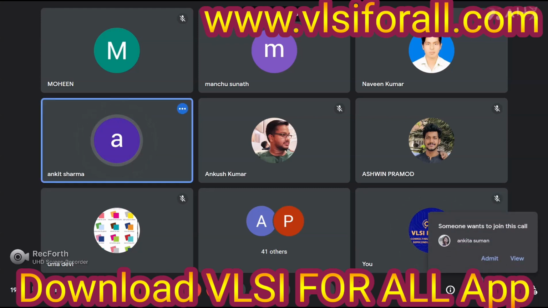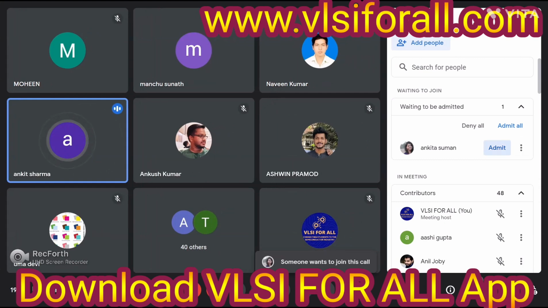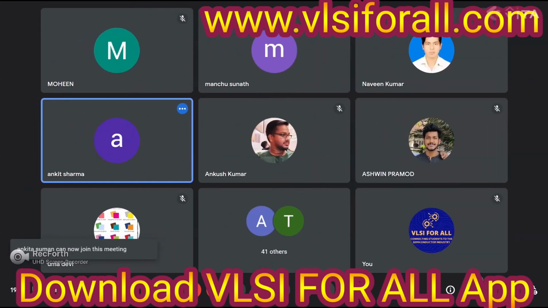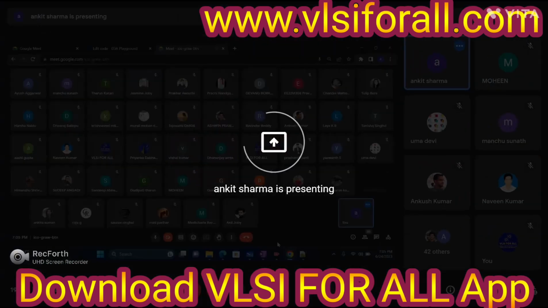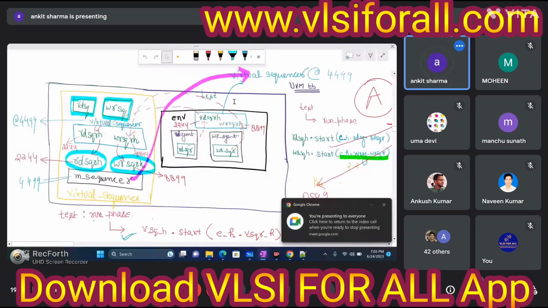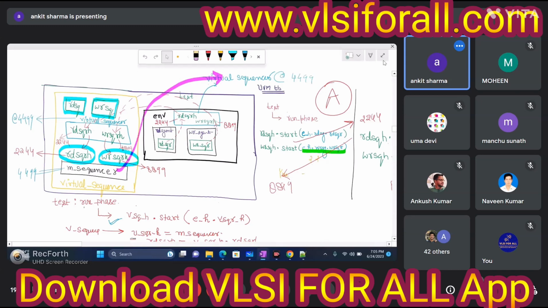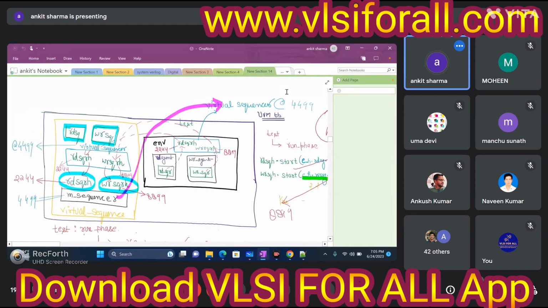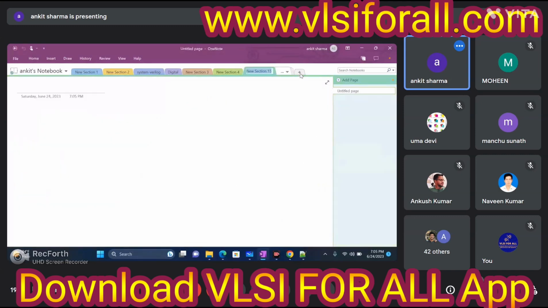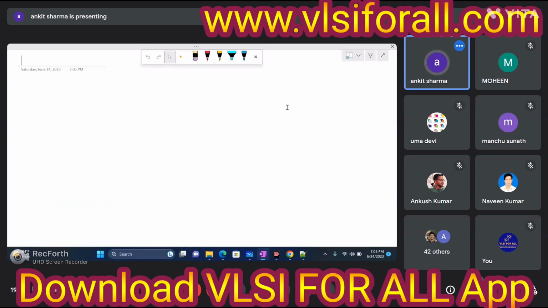Share the screen also. Just a second, I'm saying. Okay, chaliye, start kar lete hain. Bas shuru, mujhe laptop chahiye. Haan ji. Okay, so I think you can see my screen also.